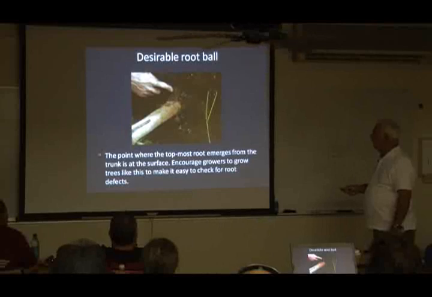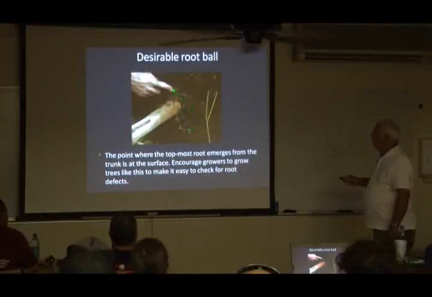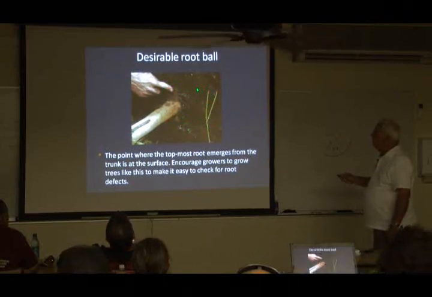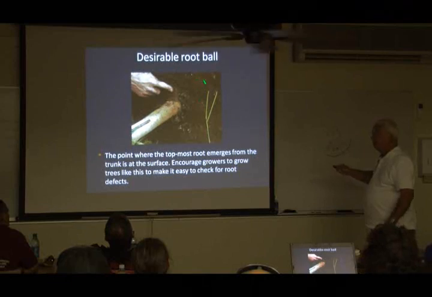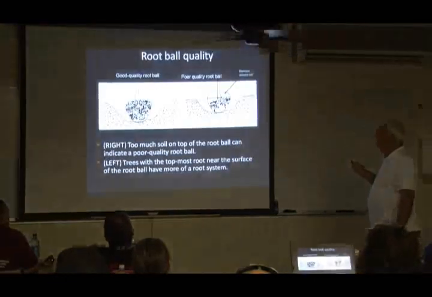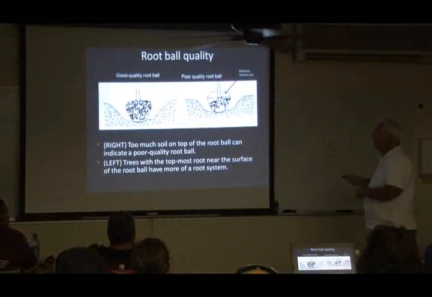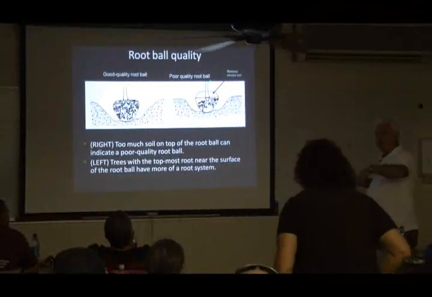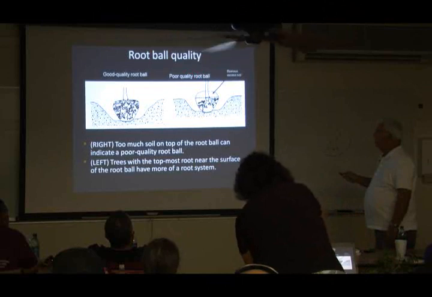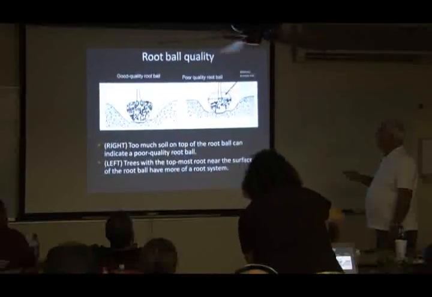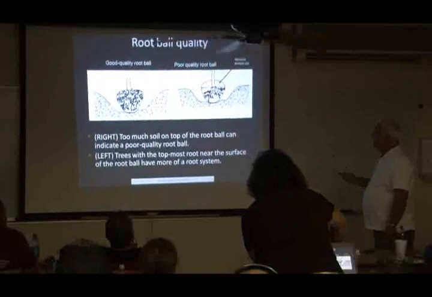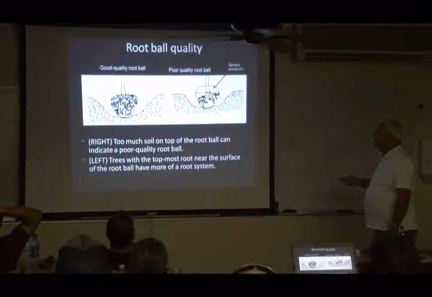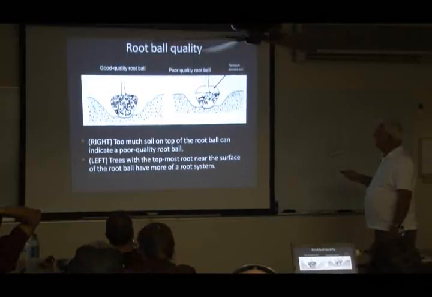This again is a desirable one where the root flare is visible, it's not been buried, and there are some good healthy roots up here. But the main roots that you want to be looking at are ones that are a couple inches deeper into the root ball. Okay? Here again, a good quality root ball is not like this one that's been filled in the nursery where the dirt's been piled on top, because you can get new roots coming out here. So you want this kind of a situation here rather than this kind of a situation here.